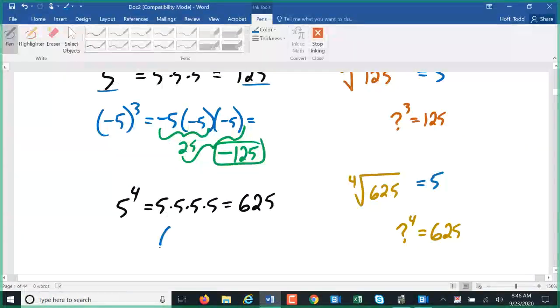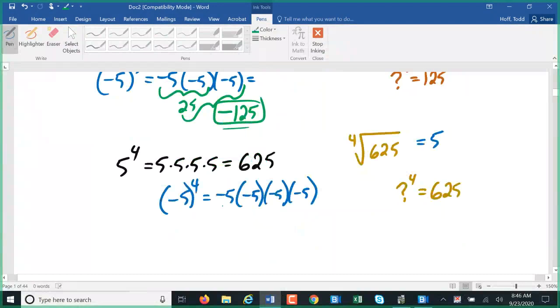But is negative 5 to the fourth power 625? Negative 5 times negative 5 times negative 5 times negative 5. Well, we just saw up above that the first three, the negative 5 to the third power, multiplies to a negative 125. If I multiply by another negative 5, a negative times a negative is a positive 625. So yes, negative 5 to the fourth power is a positive 625. So this is 5 or negative 5 for this one.